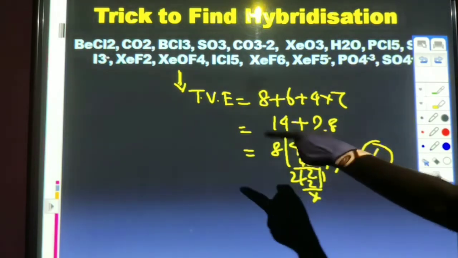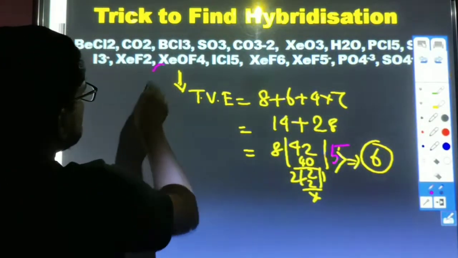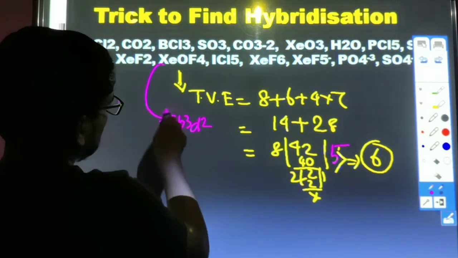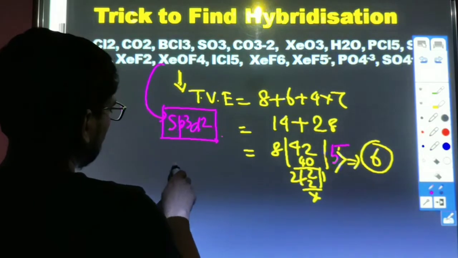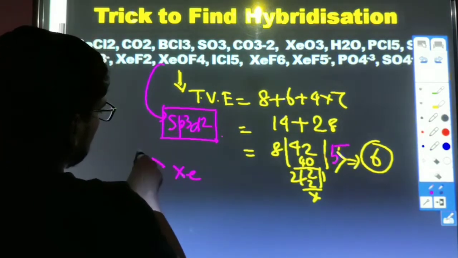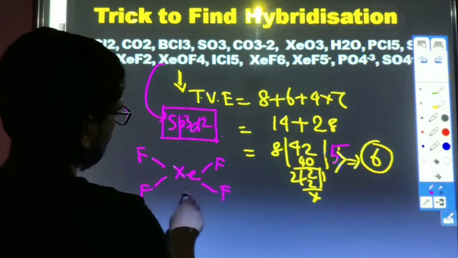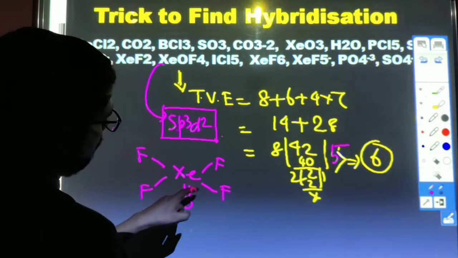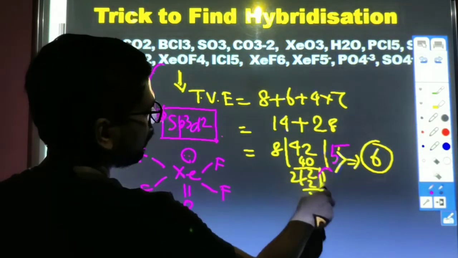So what will be the hybridization? The steric number is 6, so the hybridization of xenon in XeOF4 will be sp3d2. If you write Xe with a double bonded O, how many electrons do you use? 1, 2, 3, 4, 5, 6. One lone pair will be there.